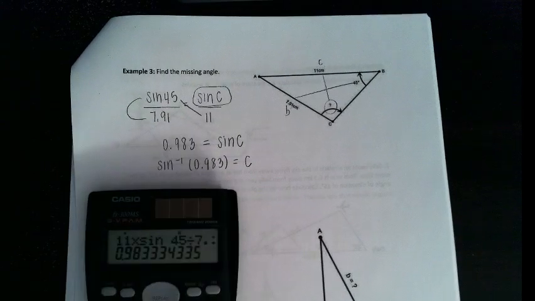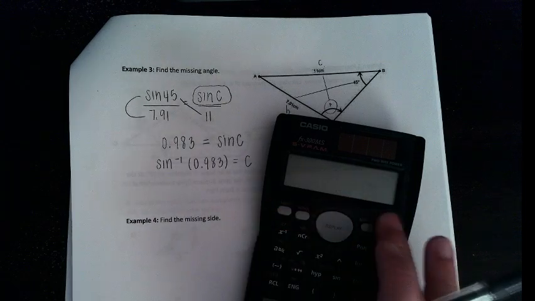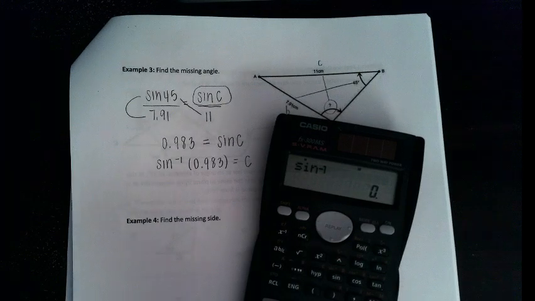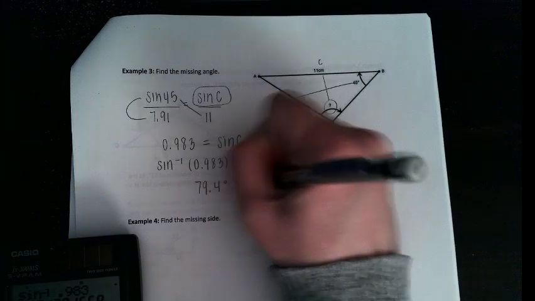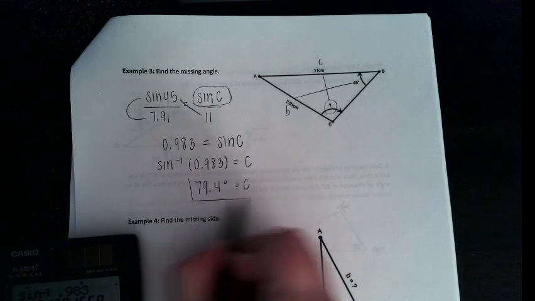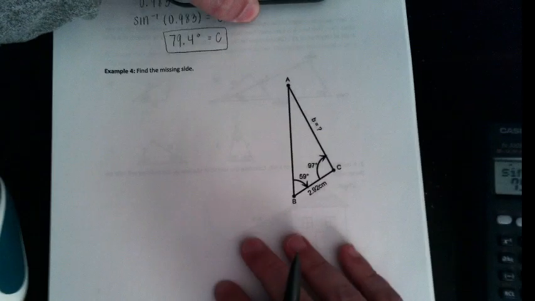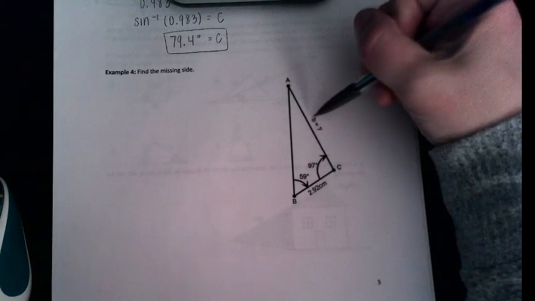To get sine inverse on your calculator, most often you're going to hit shift or second function, and then the sine button, and then put in your decimal, 0.983, and we get an angle of 79.4 degrees for angle C. And one more example to show you. Here, we're looking for the missing side, so this is missing side B.